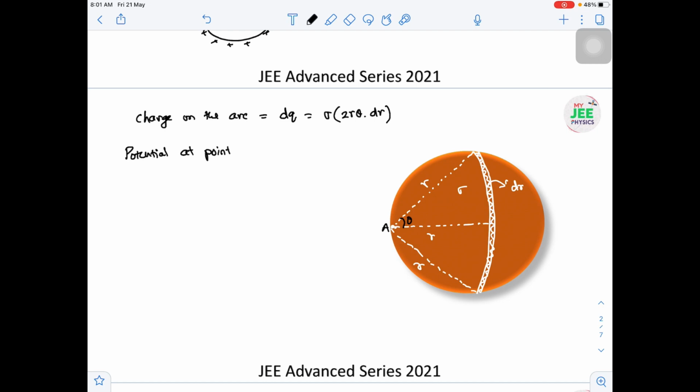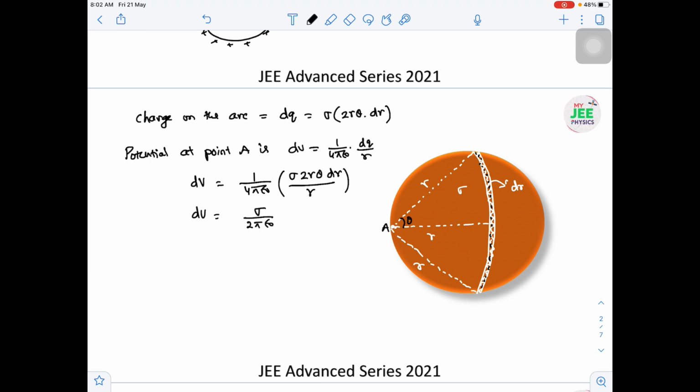Potential at point A, I can write down, dV is equal to 1 by 4 pi epsilon naught dq by r, because whatever the charge is on this small part, every charge is at the equidistance from point A. So that's why I can write directly dq by r. Then 1 by 4 pi epsilon naught dq, where dq is sigma into 2r theta dr, by r again. So then r cancels out, and even the 2 will cancel out. You will get sigma by 2 pi epsilon naught, which is constant.